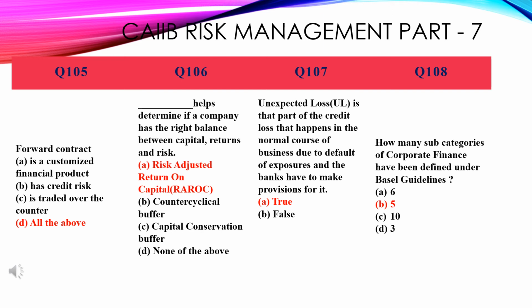Why? Because the subcategories under the category of corporate finance under Basel guidelines are: first is project finance, second object finance, commodities finance, income producing real estate, that is called IPRE, and the last option is high volatility commercial real estate, that is HVCRE.